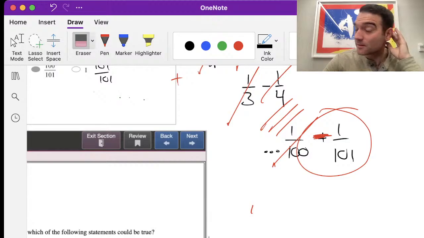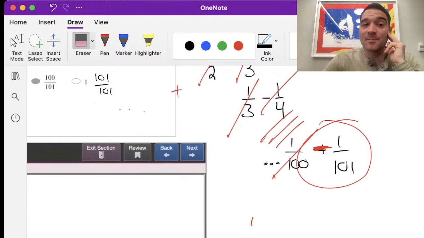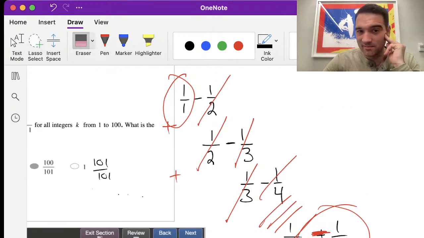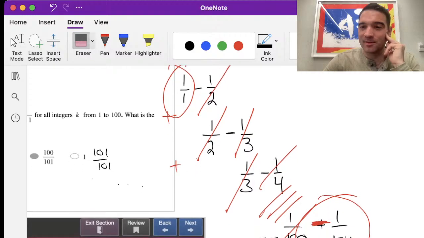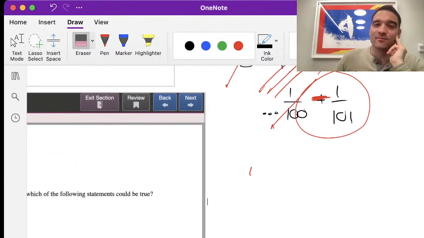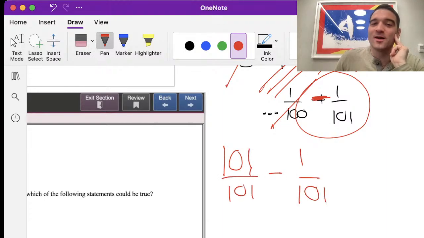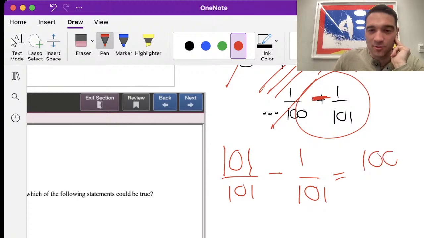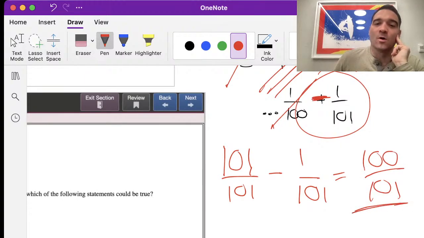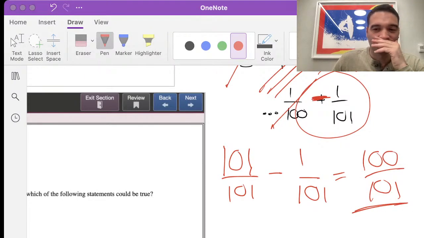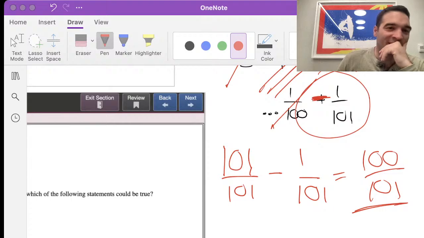So what I'm left with from the top is 1, or 1 over 1. And what I'm left with on the bottom is negative 101. So it's just going to be 1, or 101 over 101, minus 1 over 101, and that comes out to 100 over 101. That is a tough one.